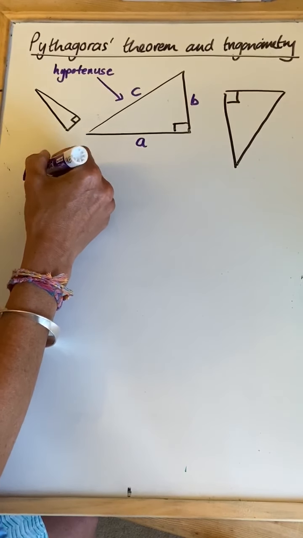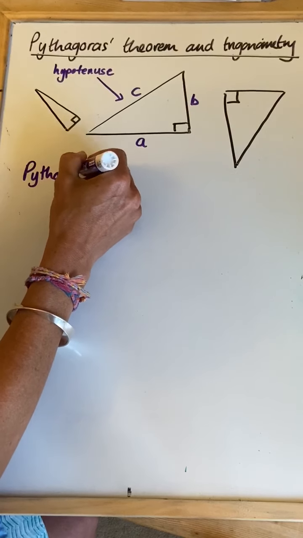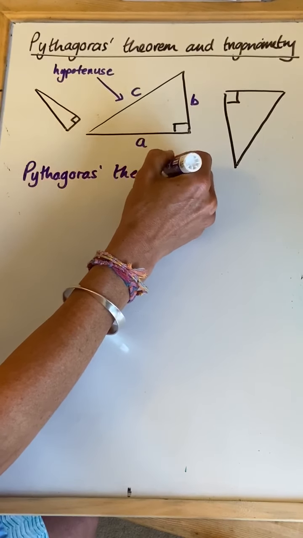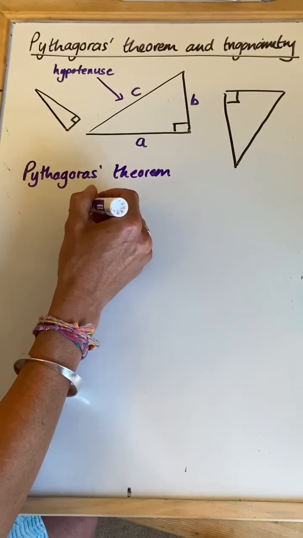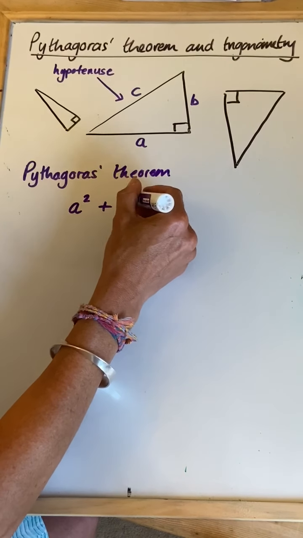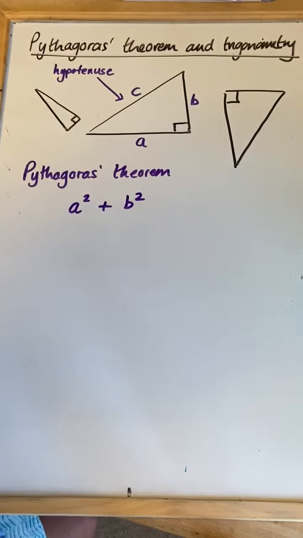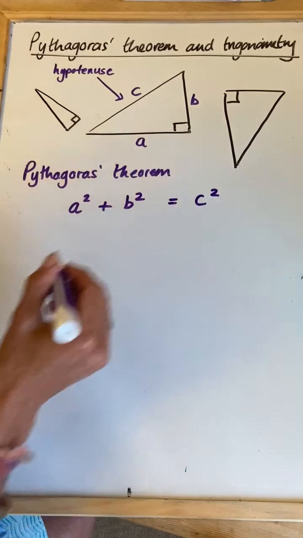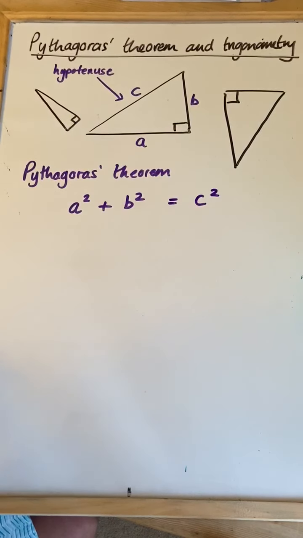Pythagoras' theorem states that the squares of the lengths of the two shorter sides, a squared and b squared, will always equal the square of the longer side. Okay, so I'm going to use that on one of my other triangles here.